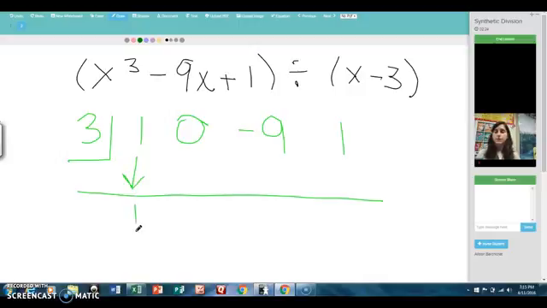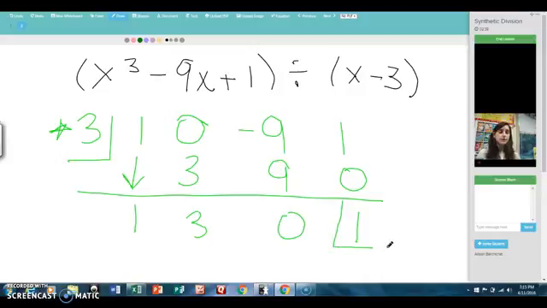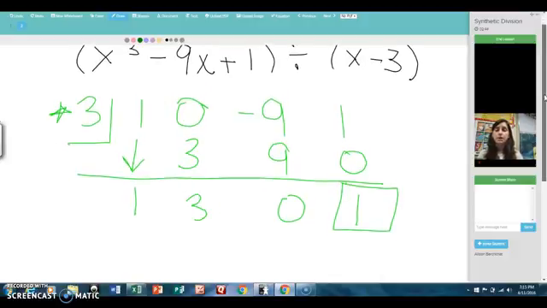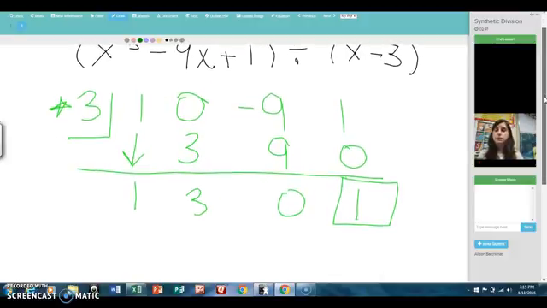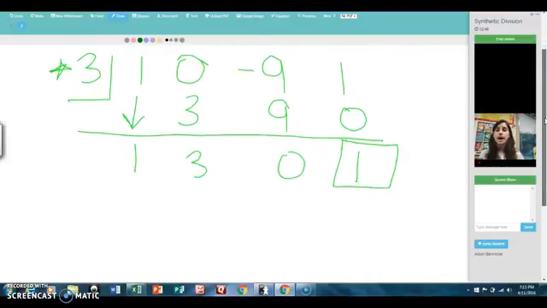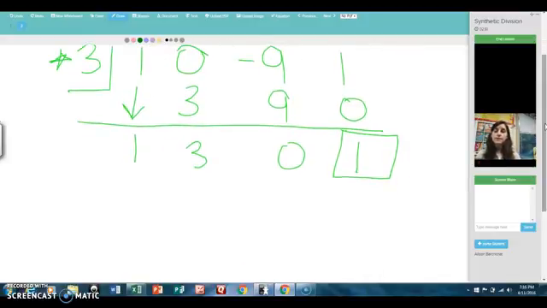Bring down the first number, multiply, add, multiply again with this 3, we're multiplying, add, multiply, add, draw a box around the last one, that's the remainder. So all we need to do now is write out our final answer of the division problem. And I want to point out this shows that 3 is not a root and x minus 3 is not a factor. We started with something cubed, so that means our first value is going to be squared.